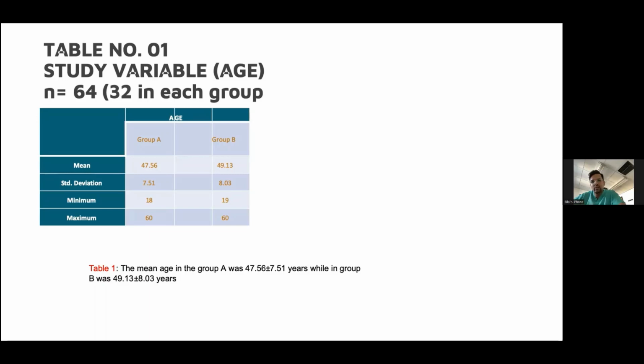The mean age in group A was 47.56 plus minus 7, while in group B it was 49.13 plus minus 8. So there's not much difference in age in the 2 groups. Next slide, please.